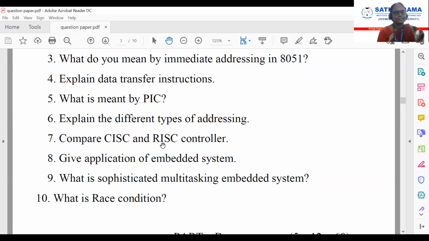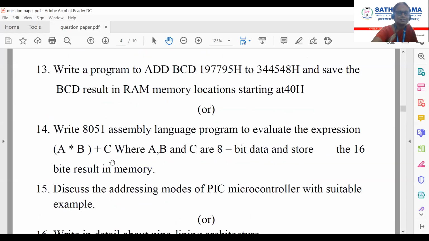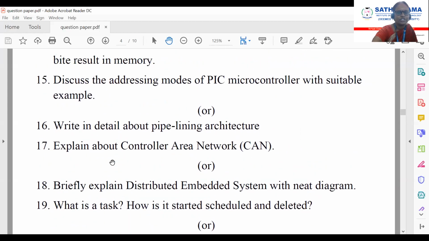Then compare CISC and RISC, that we all know very well. Then give the application of embedded. What you have done, you can write any one of your applications. It's a 2 mark question. No need of a block diagram; just explain it, or else you put a simple block diagram. Are you clear? Then the next one, you see addressing modes of PIC microcontroller. I told you now, there are only 3 probable questions on PIC microcontroller: architecture, addressing modes, and another one is the instruction set.